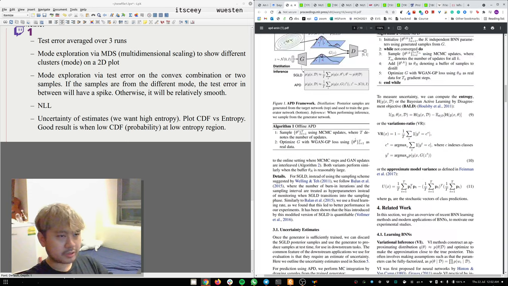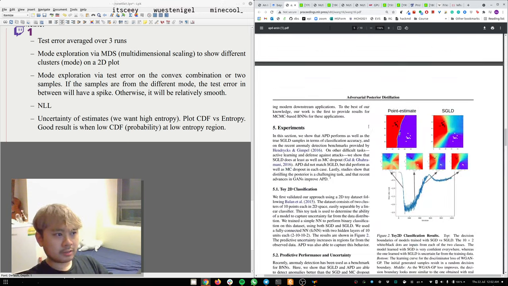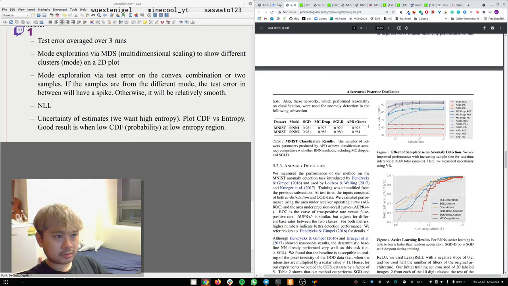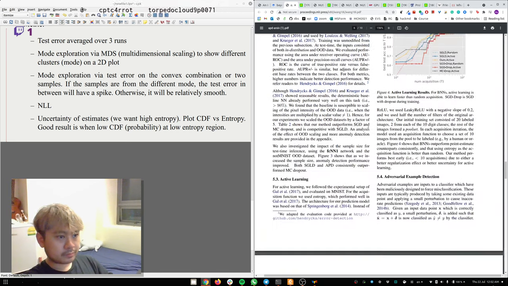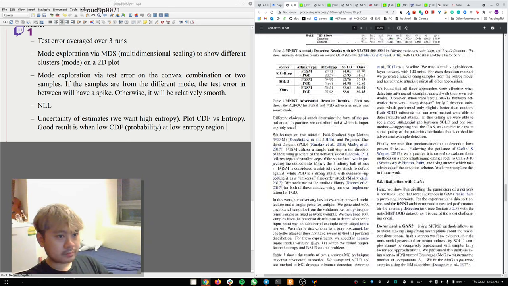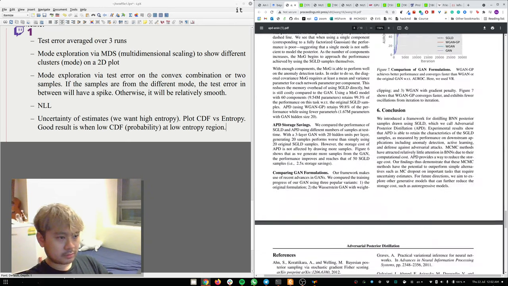So this is using a GAN to directly learn. It's kind of interesting. Okay, I don't think this is super relevant to what I'm doing. Yeah, so they are reporting accuracy and anomaly detection.